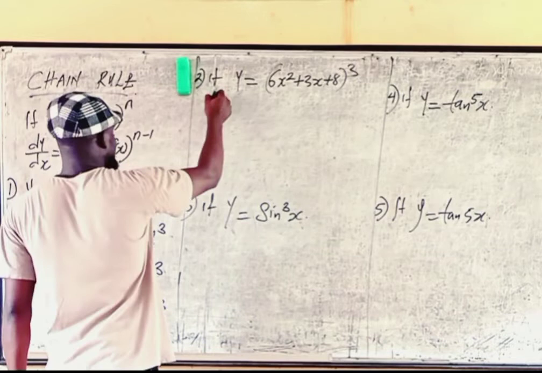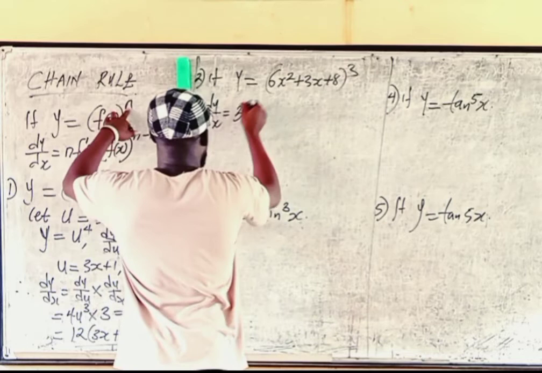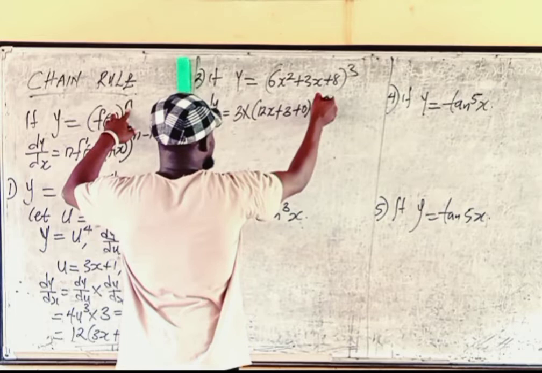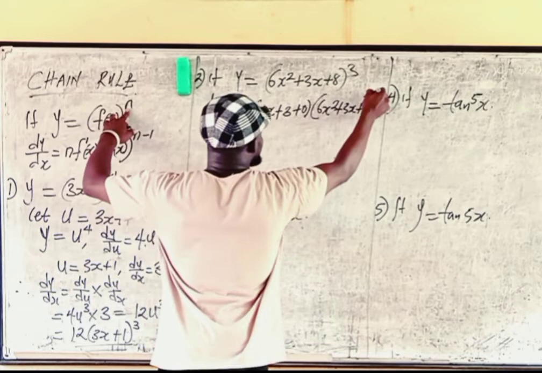Now, apply this. You use this power to multiply when you differentiate inside the bracket. Now differentiating 6x squared, you're going to have 12x, plus the derivative of 3x, you're going to have 3, the derivative of 8, you're going to have 0. Then repeat the question, and remove 1 from the power.